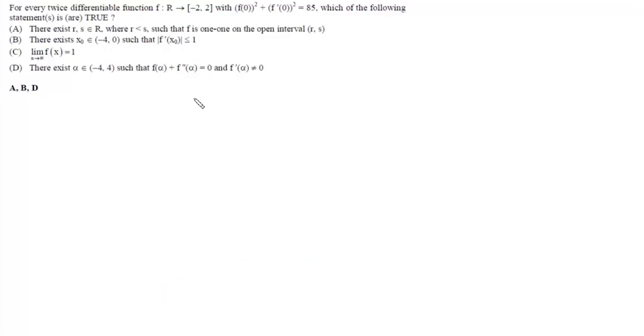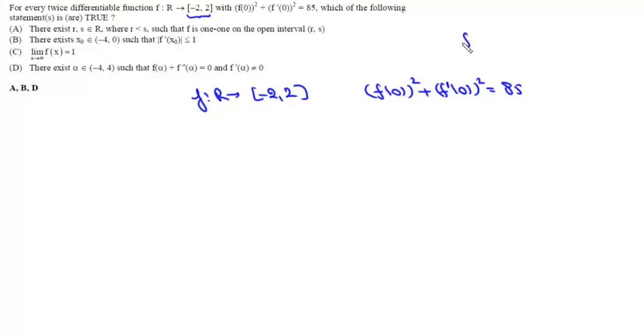Now here the question is, for every twice differentiable function f from R to minus 2 to 2, and we are given this condition that f(0) square plus f dash 0 square is equal to 85, which of the following statements is or are true. Now we know that the codomain for this function is from minus 2 to 2. That means any value of f(x) will lie between minus 2 and plus 2.